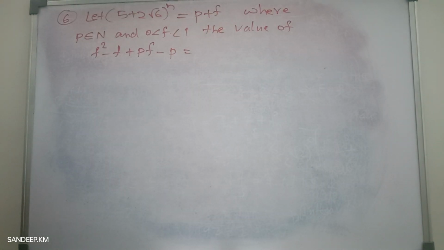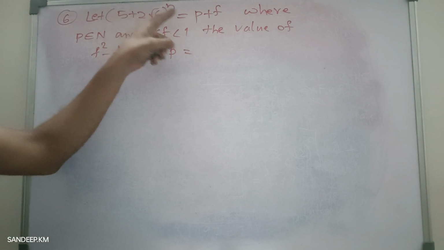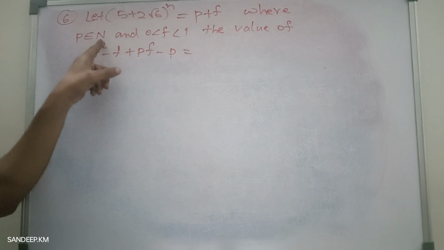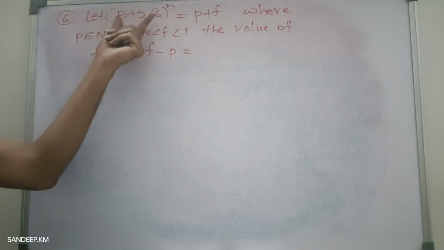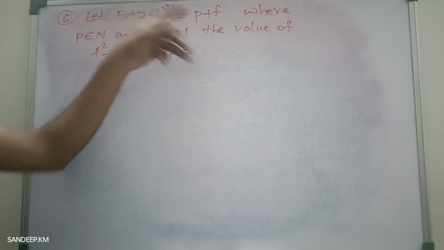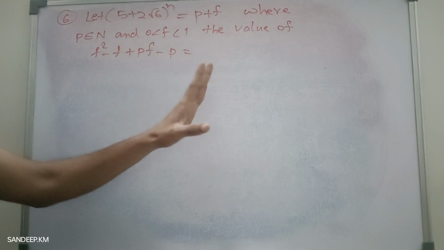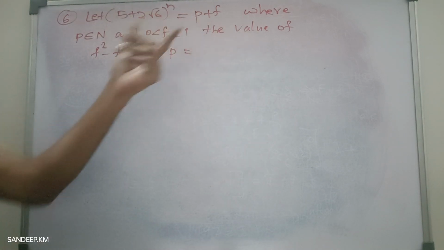Here is a question. Let (5 plus 2 root 6) whole power n be equal to p plus f. And what is p here? P is a natural number. That means p is the integral part of this particular expansion. And f is between 0 and 1. That means f is the fractional part. Then they are asking us to find the value of this.